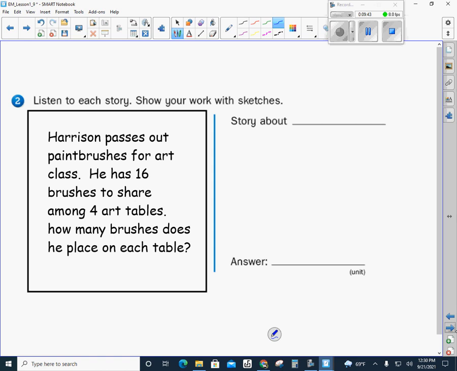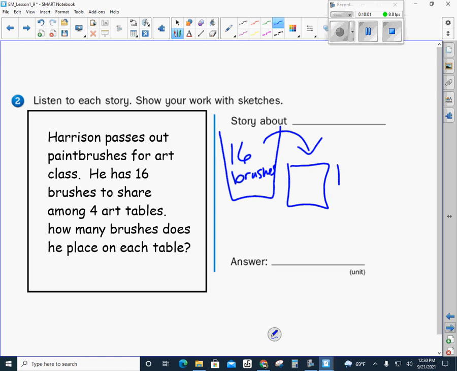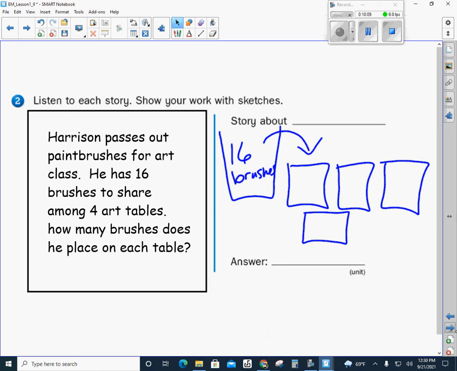All right, so again, he has paintbrushes. I'm going to draw my big cup of paintbrushes, and I'm going to say 16 brushes. Now he's sharing these brushes among 4 tables. So he's taking these brushes out and he's going to put them onto 4 tables. So I'll draw my 4 tables. And now I'm going to start sharing these brushes. Remember, when you're sharing them, you're going to divide them up equally.